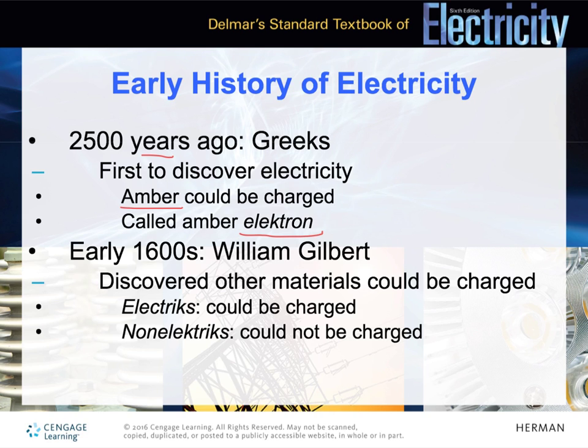In the early 1600s, William Gilbert discovered that some materials could be charged while other materials couldn't be charged. He called the materials that could be charged electrics, and he called the materials that could not hold charge non-electrics.